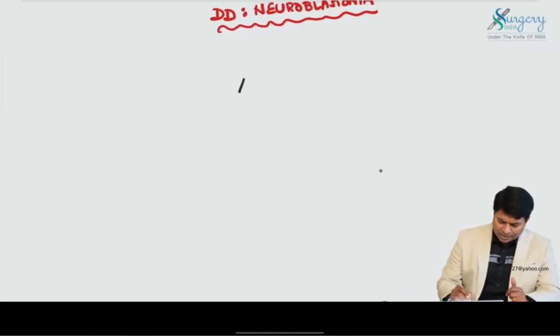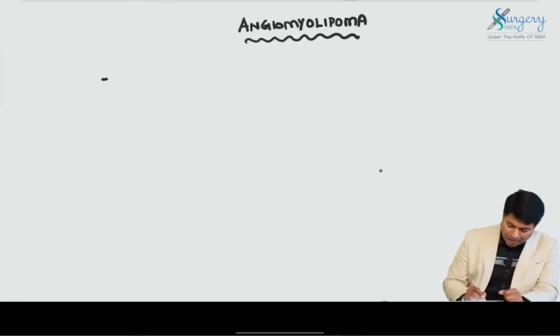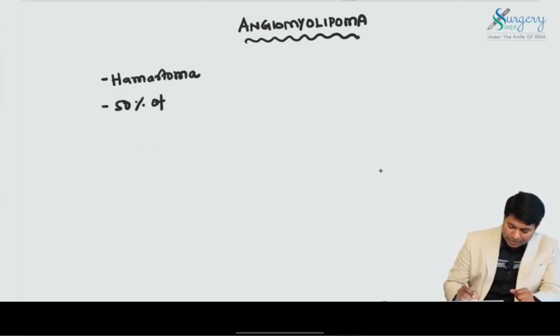Okay, coming to the next tumor, angiomyolipoma. Angiomyolipoma is actually not a tumor at all. It is a hamartoma of the kidney. It is associated with 50% of patients with tuberous sclerosis. The disease is tuberous sclerosis.